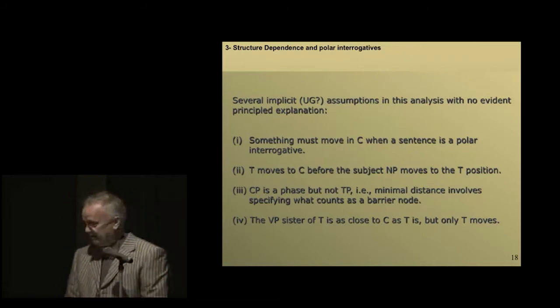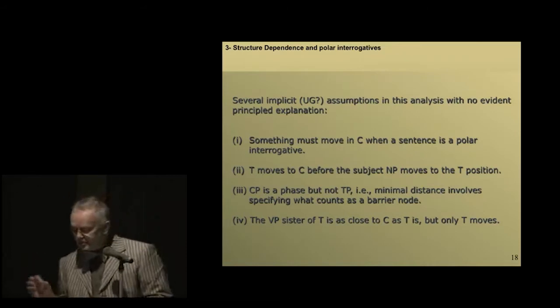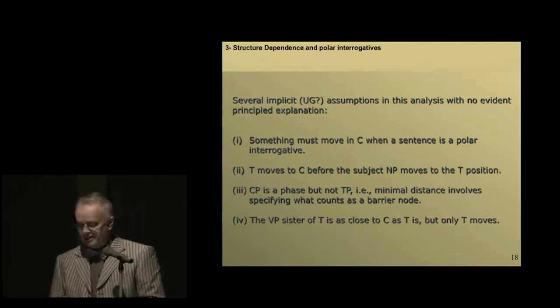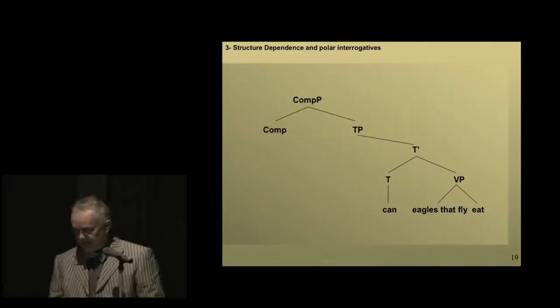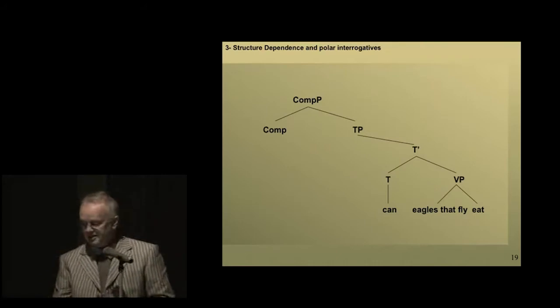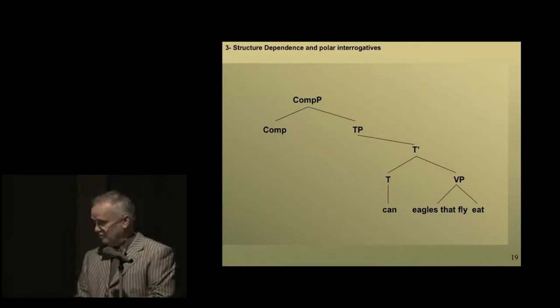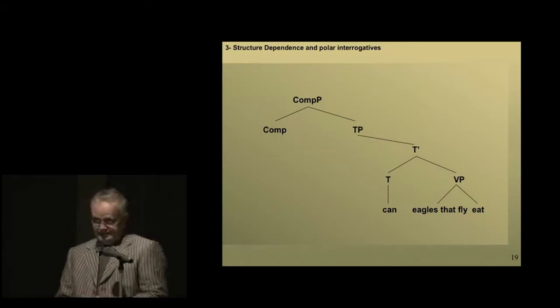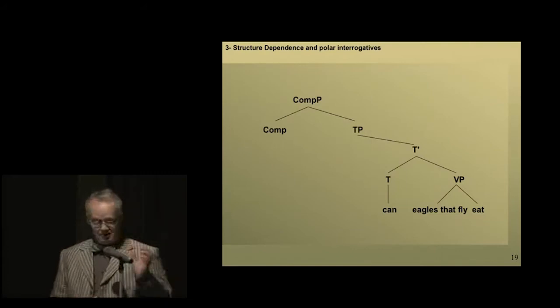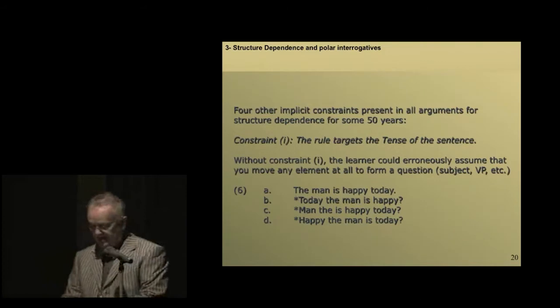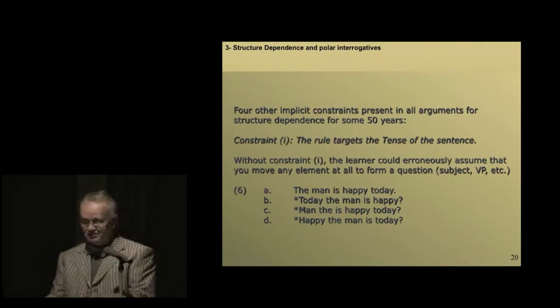And another element which Chomsky does point out briefly at some point is that this VP sister of T in the structure is as close to C as T is, but only T moves. If you look at the structure again, the T and the VP are equally close to comp. So why is it can that moves? Okay. Now we all know that intuitively it would not make sense for things to go otherwise. But why is that?